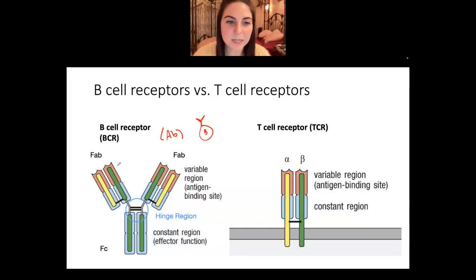So for example, the B cell receptor has two arms, and both arms are called FAB regions, and then it has one FC region. Again, we'll talk about that on the next slide. And then the T cell receptor, it's not FAB and FC, it's just alpha. There's an alpha chain and there's a beta chain.